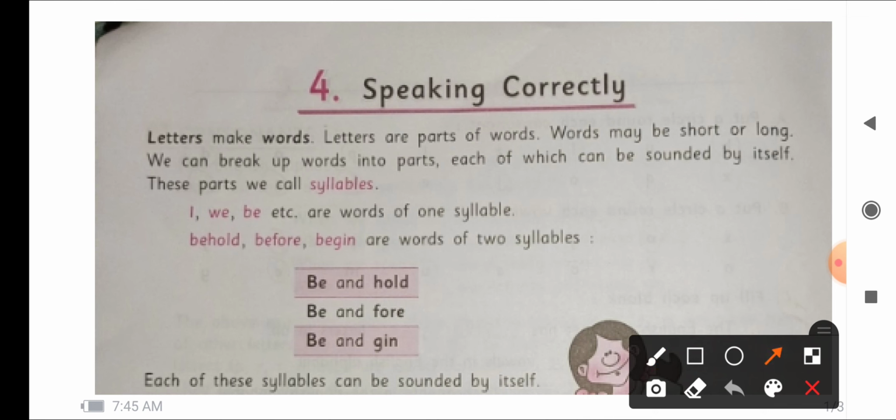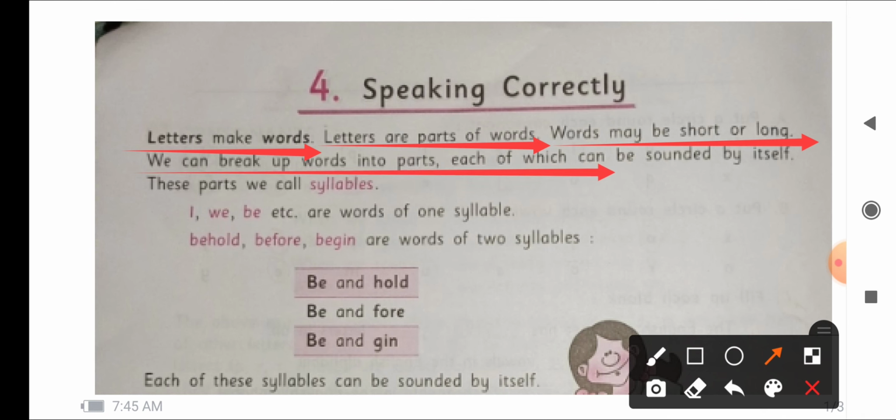Letters. Letters make words. Letters are parts of words. Words may be short or long. We can break up words into parts, each of which can be sounded by itself. These parts we call syllables. Okay?